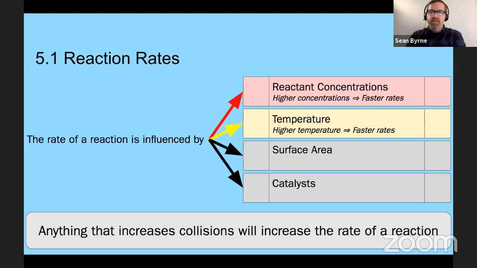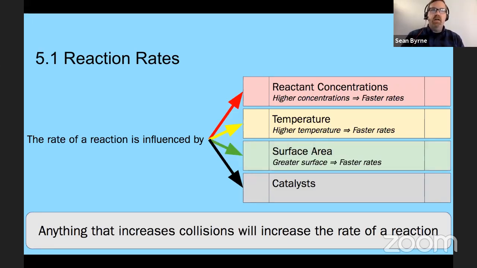Well, moving faster does two things. It either means that there are more collisions, or it means that those collisions are even stronger with one another, which we'll go into more specifically on Thursday. But either way, more collisions and stronger collisions is going to lead to faster rates. So an increase in temperature means an increase in the rate of the reaction.